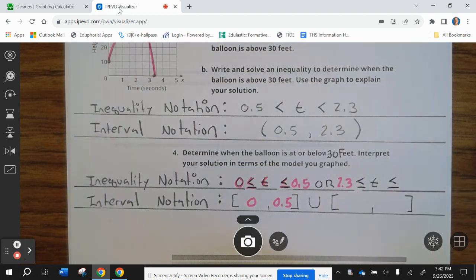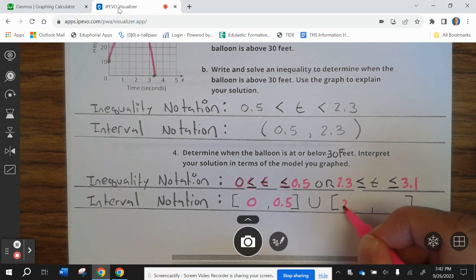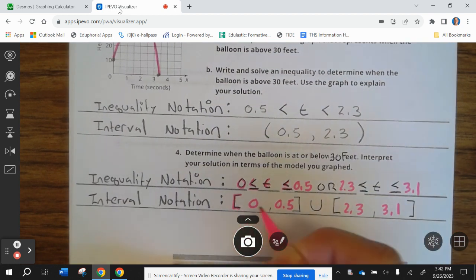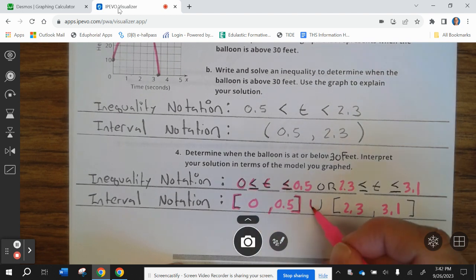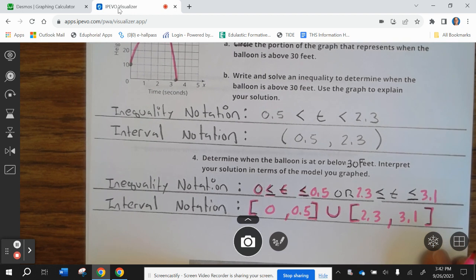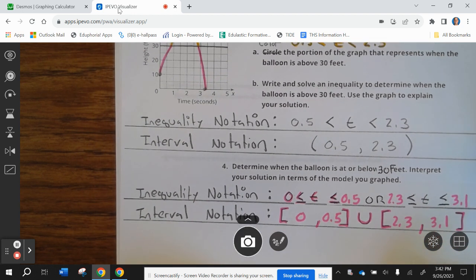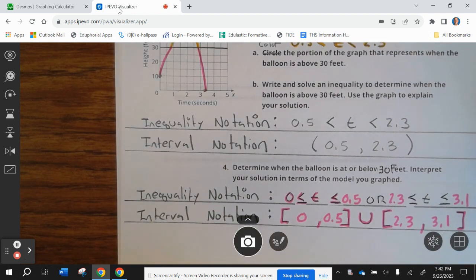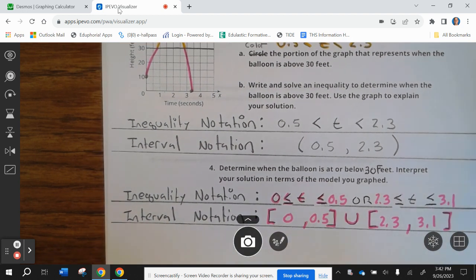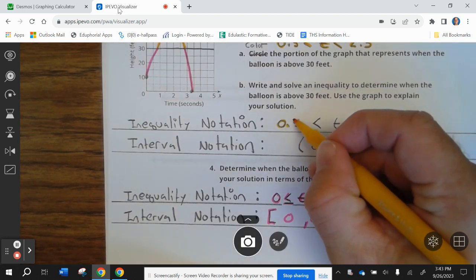Or from 2.3 to, when does it hit the ground? 3.1. So 2.3 to 3.1. All right, go ahead and finish that up. And I guess I should color code this too.